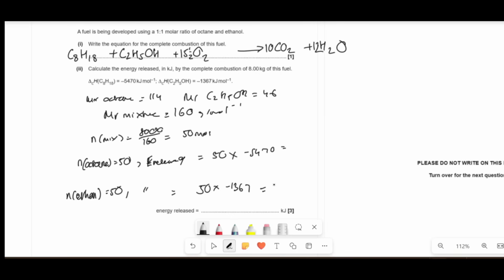50 times minus 5470 is minus 273500, and then we have 50 times minus 1367, which is minus 68350. So the total energy released is those two added together. If I do that, we get minus 341850 kilojoules. In this case, I just want the energy released. Remember, that's a negative thing because it's exothermic, so you can just write 341850.